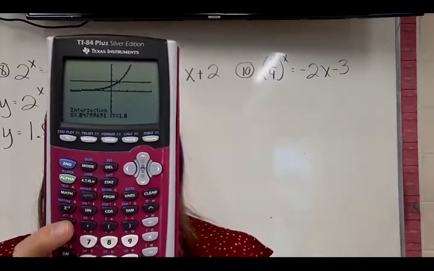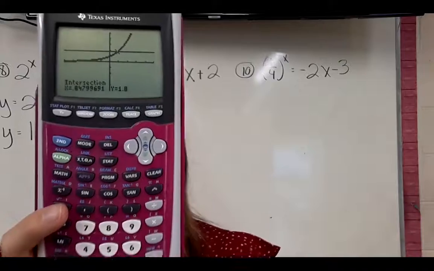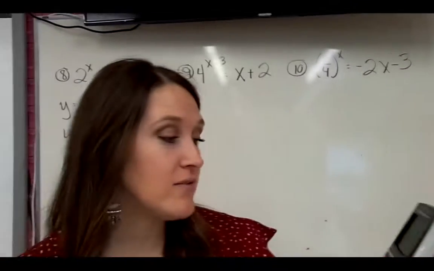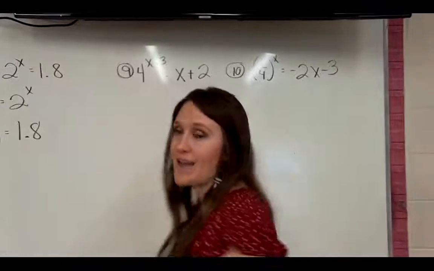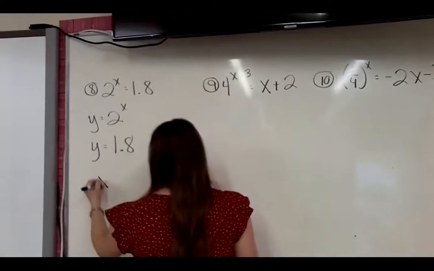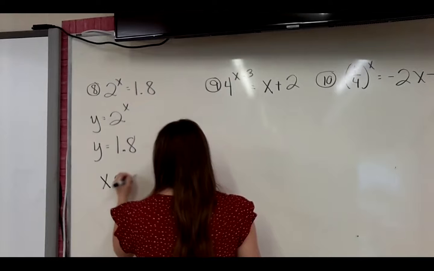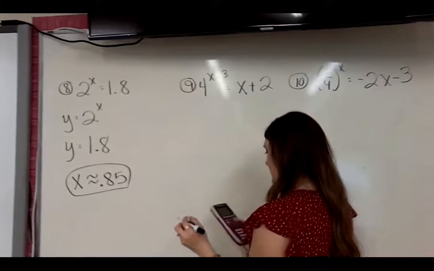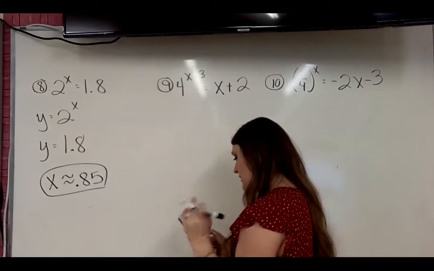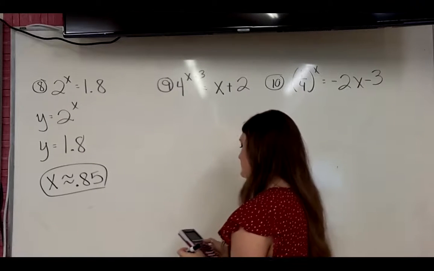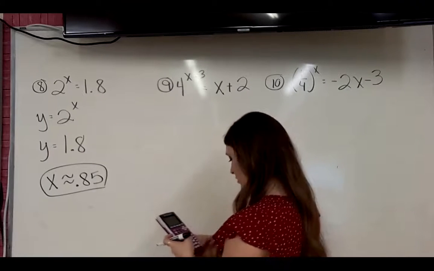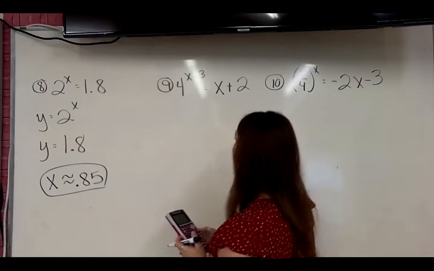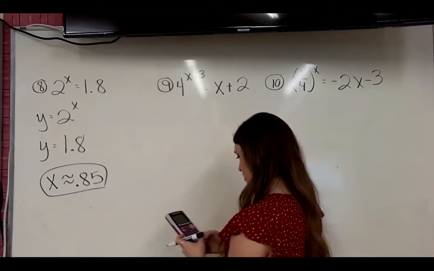We only care about x because that's what we're solving for, and we will round to 2 places behind the decimal. So we have 0.847, so that rounds to 0.85. So x, since we're rounding, we'll say approximately 0.85. Okay, then we get to 9. We go back to our y equals, clear both of them, and we type 4 raised to the x minus 3. Hit the down arrow, and then I have x plus 2.